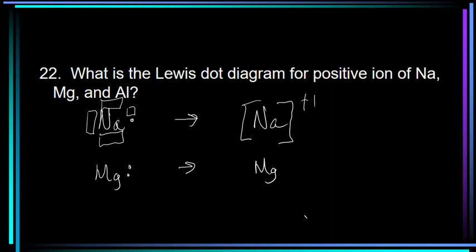So how do you demonstrate to somebody that you're dealing with an ion? How do you demonstrate to somebody that you are not just dealing with a positive ion, but it is a positive two?